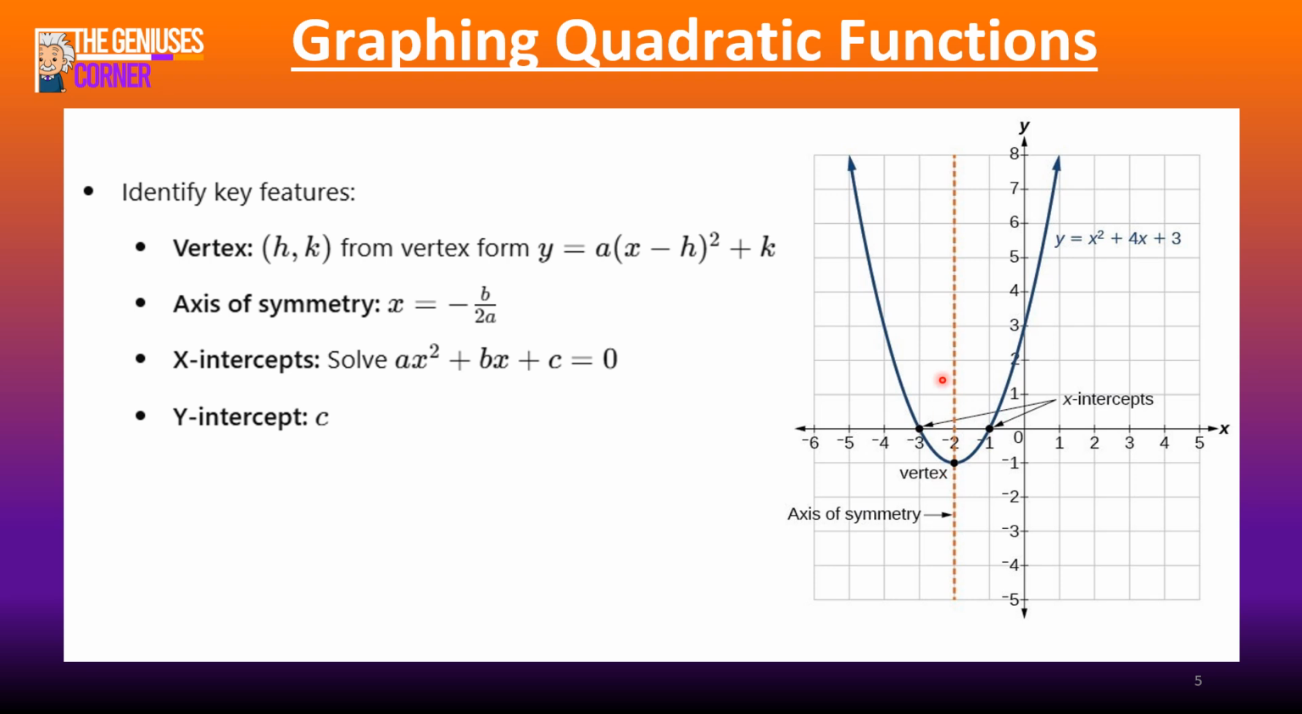And then the k value shows us the shift up or down. When this is positive, there is an upward shift. When this is negative, there will be a downward shift. Okay, then we have the vertex. The vertex is the lowest point on the graph, or when it's a frowny face, it is the highest point.